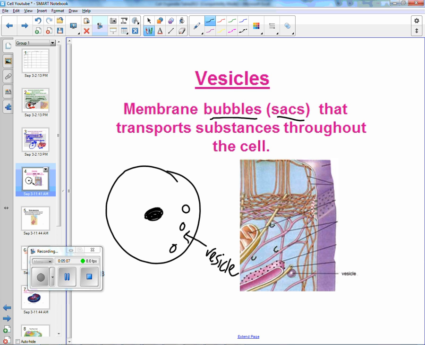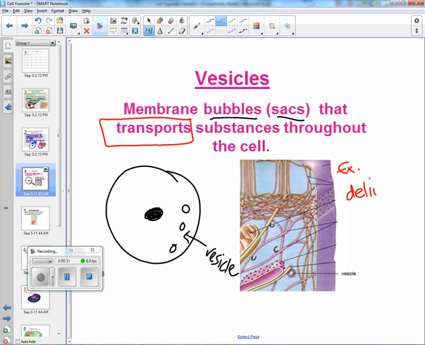Okay, they're small, and their function, you find the verb, I'm going to put a square on the verb, transport. Their function is that they transport substances throughout the cell. So I want you to come up with an analogy. What would in our world be a vesicle? It would be like a delivery truck.